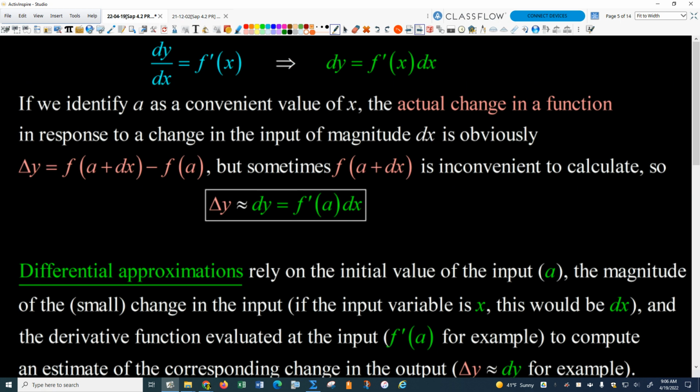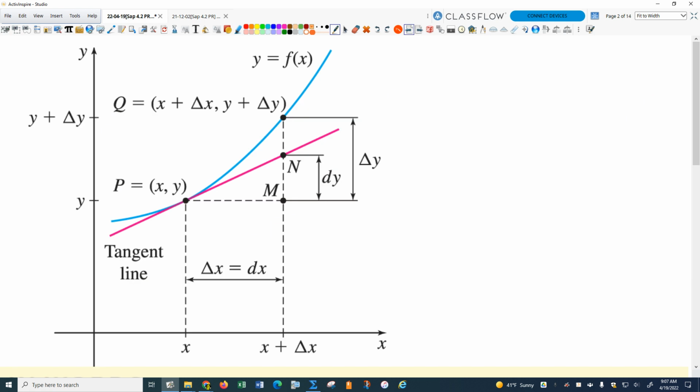But sometimes that's hard to calculate. Sometimes f of a plus delta x is not at all convenient to calculate. And so instead, we're going to make this approximation that the actual change in the function is approximately equal to the differential. And again, that differential, if we go back to this picture, is just how much did the tangent line change, the linearization or the tangent line.